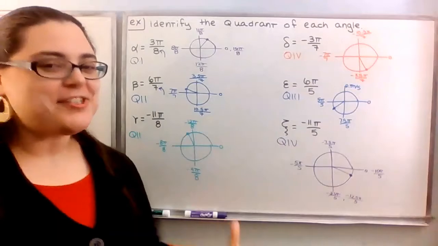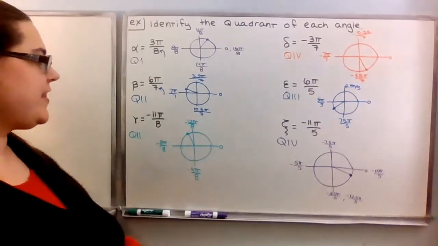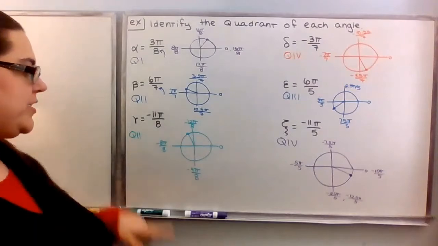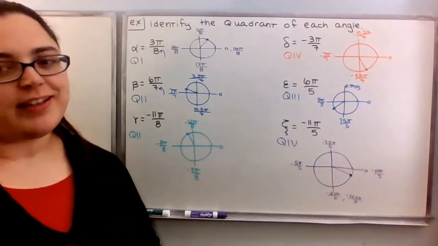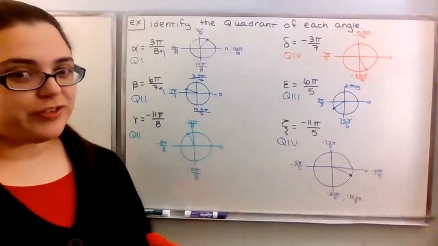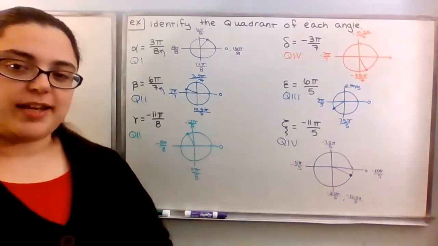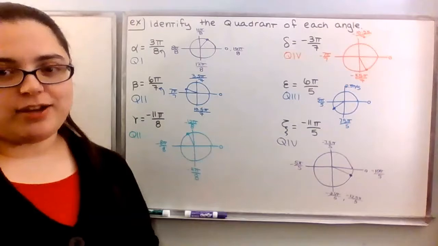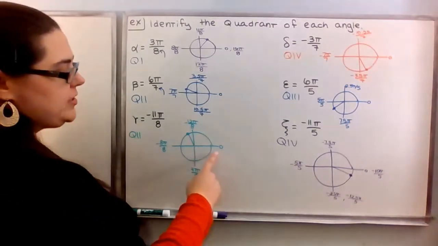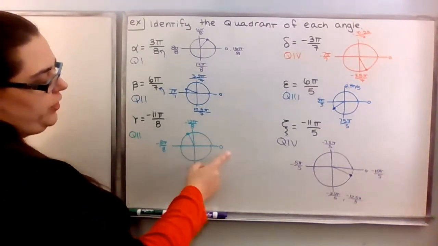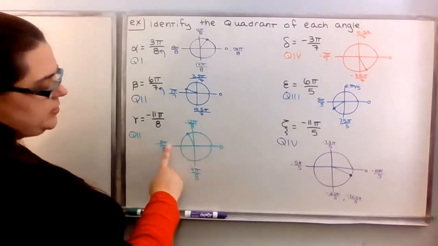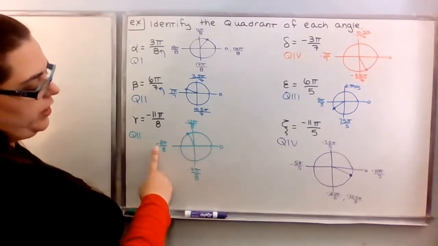All right, let's see how we did. So I found that gamma, which is negative 11 pi over 8, was going to land in quadrant 2. Now this one was a little bit different than the first 2 examples we went through because it was a negative angle. But all that means is we're going clockwise instead of counterclockwise. So instead of calling this a positive 8 pi over 8, because I would be going counterclockwise, I would go clockwise. And so this would be a negative 8 pi over 8.